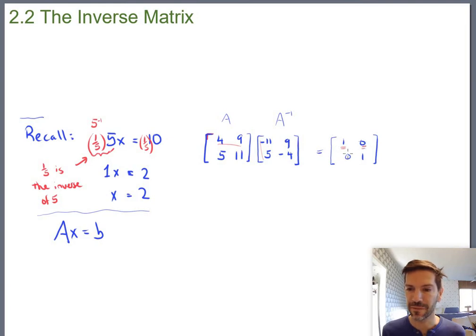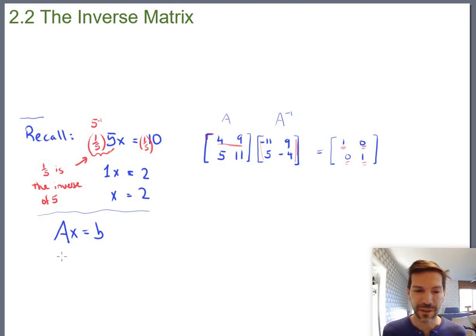Let's do first row, second column. So the 4 and the 9 with the negative 9 and 4. I think you can see that's going to work. That'll be 36 minus 36. So that's 0. 5 times negative 11 and 11 times 5 added up. Those are 0. That one works. And this is 45 minus 44. So that makes 1. So at least for this particular A, we have the A inverse.